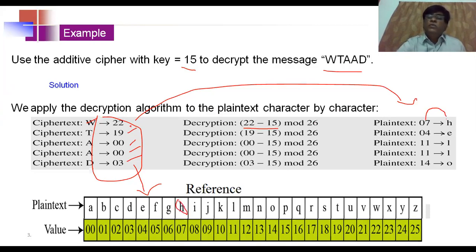Okay. Now this W in the ciphertext is converted into H. Similarly, T, its equivalent integer is 19. 19 minus 15 is 4. The equivalent character for 4 is E. So like that, I decrypted this ciphertext into plain text by subtracting the key value from the ciphertext.